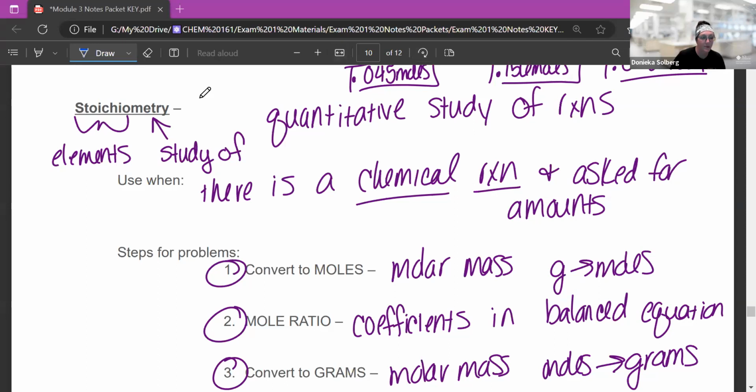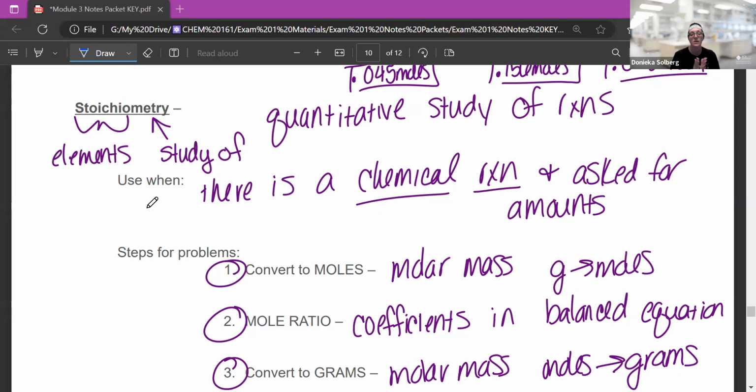Now, the word stoichiometry, if you break it down, stoichio means the elements, and ometry is, of course, the study of. So it is the study of the elements, but specifically the quantitative study of chemical reactions. So how much stuff can I make, will I use, and so on and so forth.